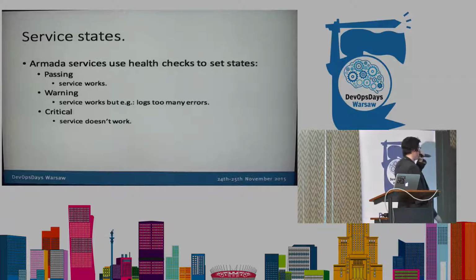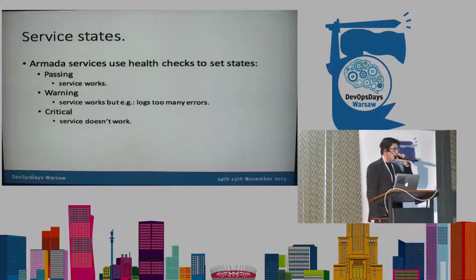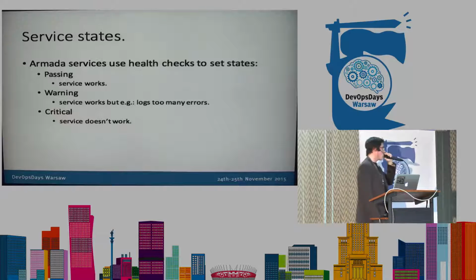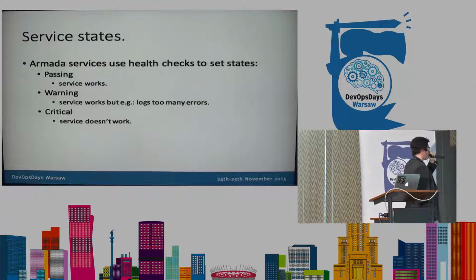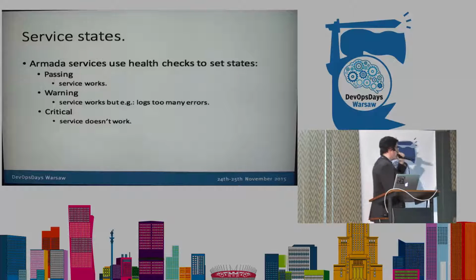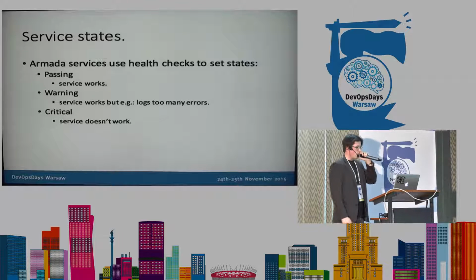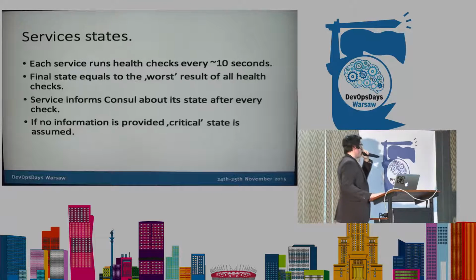I mentioned service states. There are actually three of these that we use. There's a passing state where everything works. There's a warning where everything kind of works, but for example, there are too many errors. This is something you have to code on your own. And there's a critical, which is really straightforward, something doesn't work. Okay.